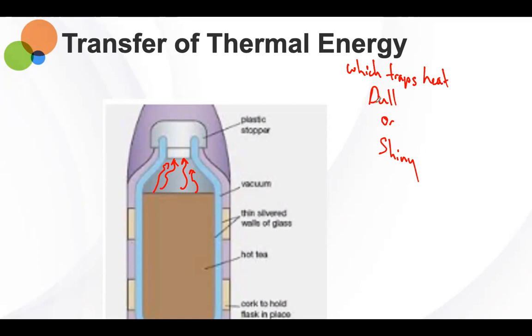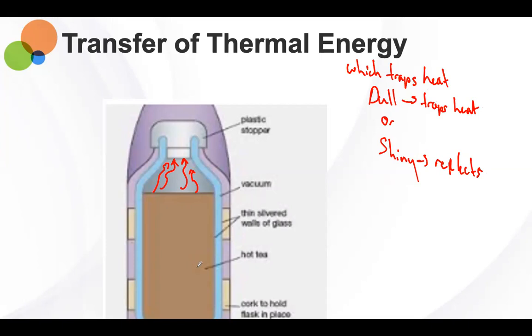No, dull. Exactly. So dull objects trap more heat. Now shiny objects, right? They will reflect heat. So dull traps heat and shiny reflects heat, right? Yes, sir. Exactly. So therefore the fact that it's silvered and shiny, it would reflect the heat, so it would remain in the container. So these are just some mechanisms that are used to keep this particular thing hot.